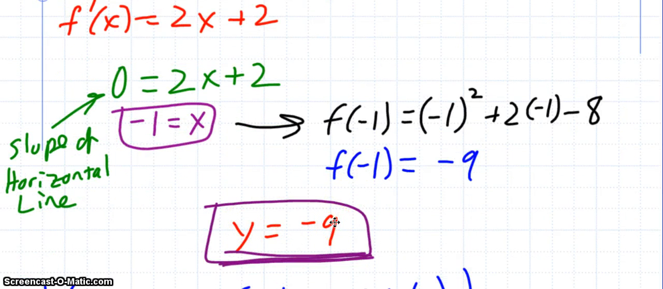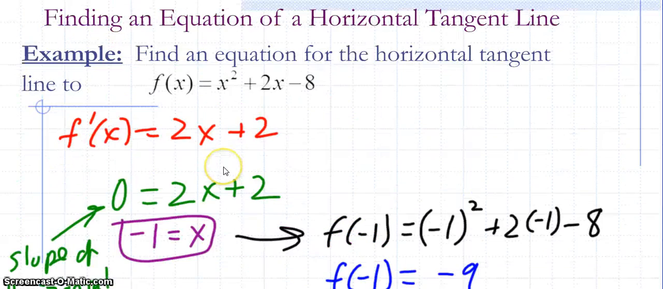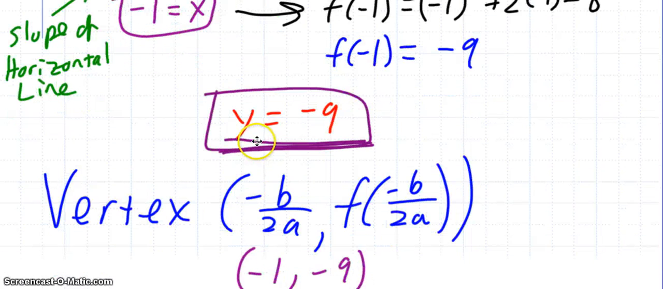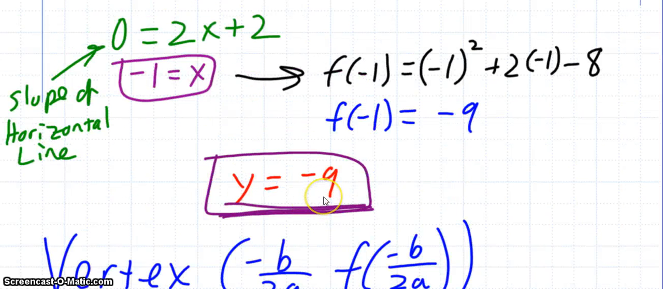I do want to point out, this is something we did last semester as well, because in this case especially, this is a quadratic. So I know that the horizontal tangent line is going to occur at the vertex. I know how to find the vertex of a quadratic because I know it's opposite of b over 2a. And then f of opposite of b over 2a. So opposite of b over 2a gives me negative 1, and then if I plug that in, I get negative 9. So that's another way to think about this. Remember, this all ties together. It all comes back to the circle of life.